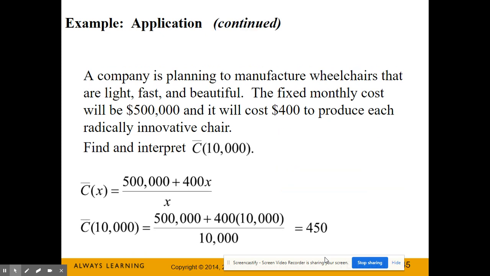What if you were going to make 10,000 chairs instead of 1,000 chairs? It's the same function. We're just substituting 10,000 in for x now. It ends up being $450. Why is it so much less? Because that $500,000 is the same no matter what. You're just splitting it up over the 10,000 chairs instead of the 1,000 chairs. So now your cost of making a chair is $450 as opposed to $900 because you're making more.